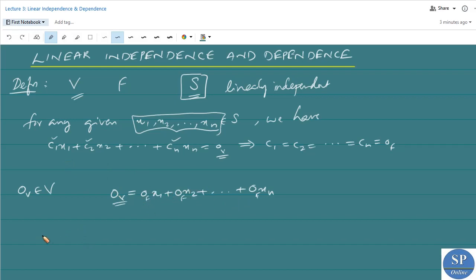So to verify that a given set of vectors x1, x2, etc. xn are linearly independent, we have only to show that c1 x1 plus c2 x2 plus etc. cn xn equal to 0 implies c1 equal to c2 equal to etc. cn is equal to 0. That means if this linear combination is equal to 0, then we have to show that each ci is 0.